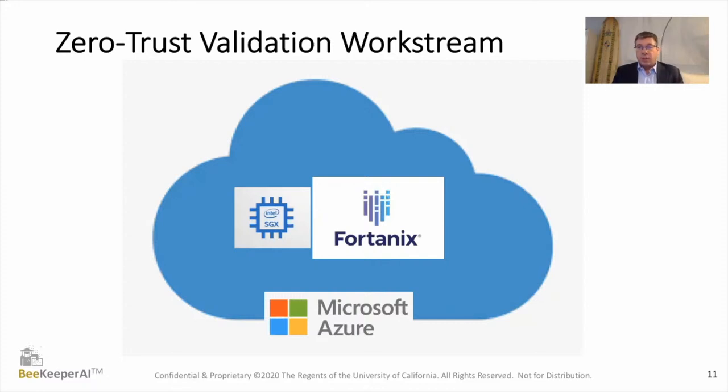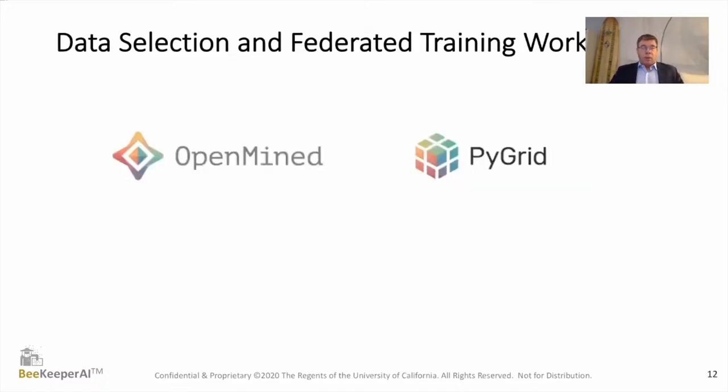And it's all running on Microsoft Azure because Azure is a principal cloud provider for providing SGX hardware. So this first work stream, this partnership with UCSF, Intel, Fortanix, and Microsoft, is building a zero trust validation environment so that the algorithm and the data can be brought together for validation. When validation is not enough and we need to be able to do federated training on multiple data sets, then we are fortunate enough to be working with OpenMind. And I want to thank the leadership of OpenMind, Emma Blumke, Andrew Trask, and Patrick Kaysen for all their support and guidance as we develop this technology.